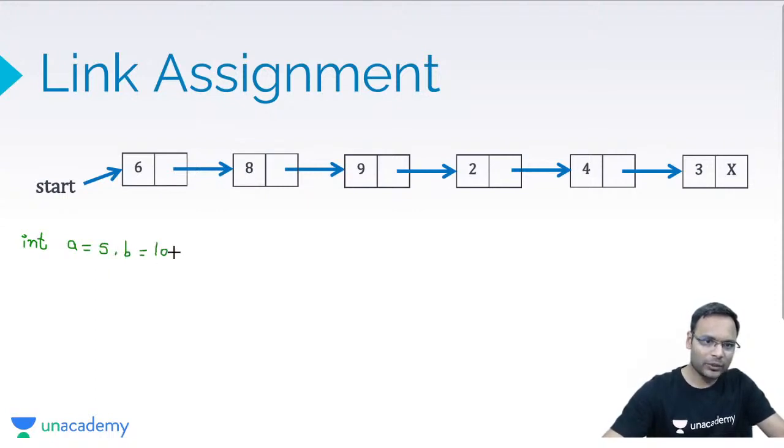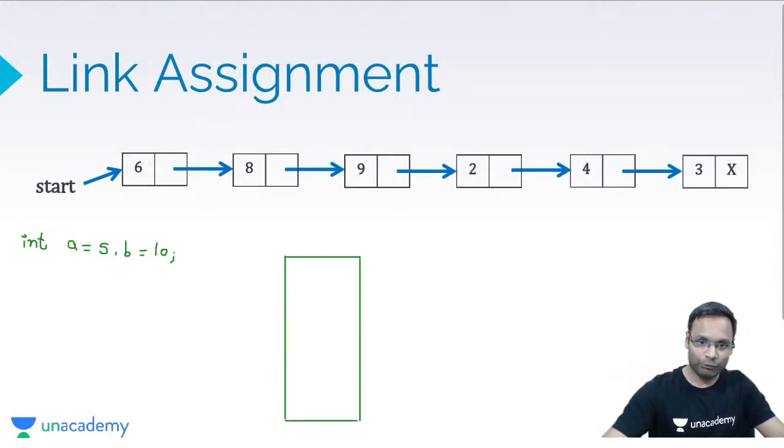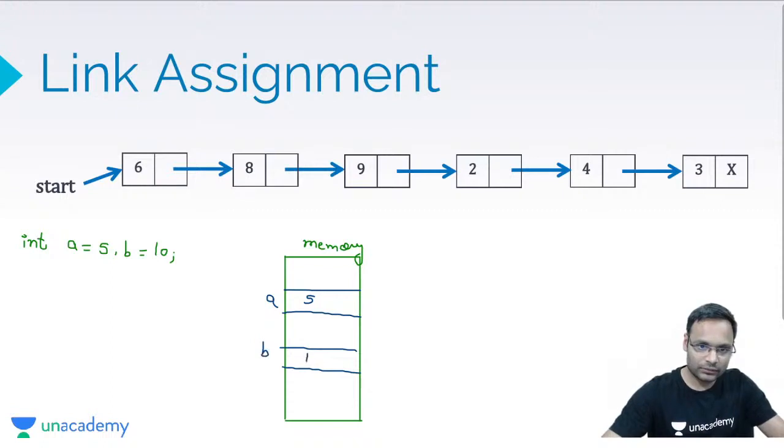This kind of statement you had. What does it mean? The meaning of this is, in the main memory you will be having some space for two variables A and B. The value of variable A is 5, the value of variable B is 10, right? So in the memory we will be having space for variable A. Variable A value is 5, variable B value is 10.